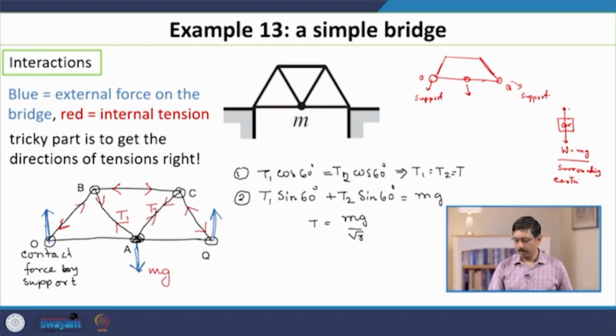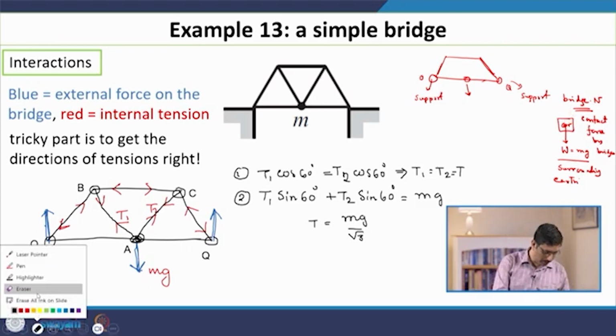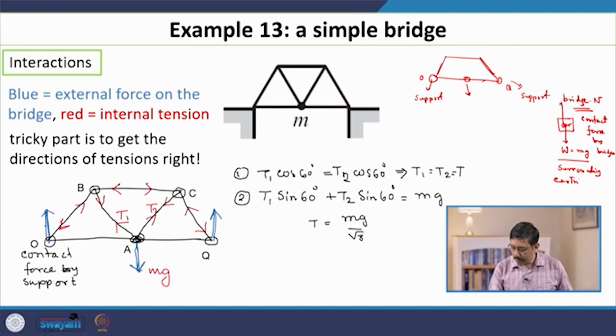So, the car is also sort of interacting with the bridge, and let us say this force is N. This force is a contact force by the bridge. Now, I draw it more clearly. This force is a contact force on the car, and I also draw another force.